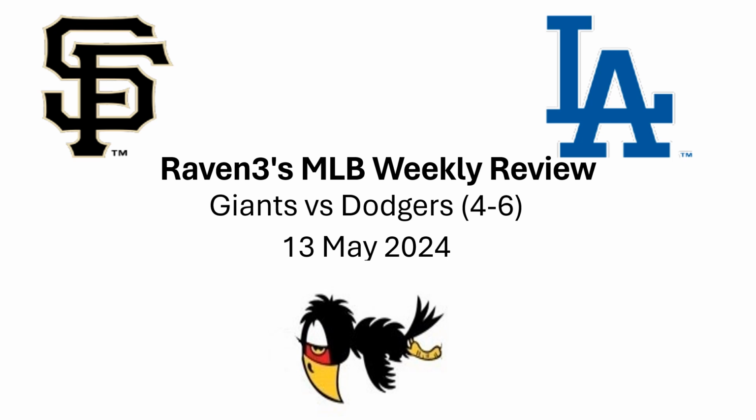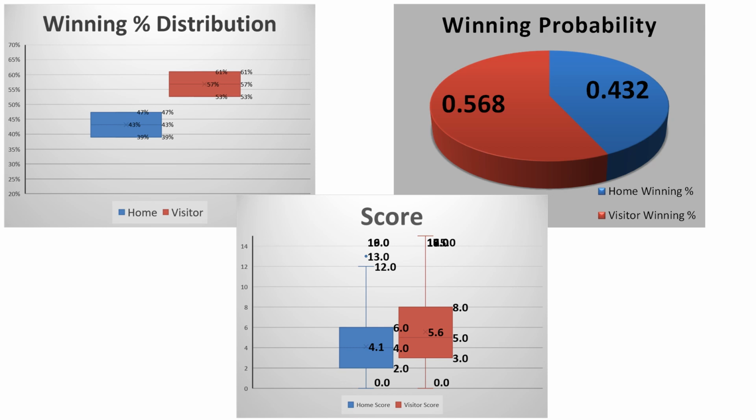Okay, here we are, Monday, May 13th. We got the Giants versus the Dodgers. So the model has the Dodgers winning with a probability of about 56, 57%. So that's what we see on the right. You can see the distributions over here on the left.